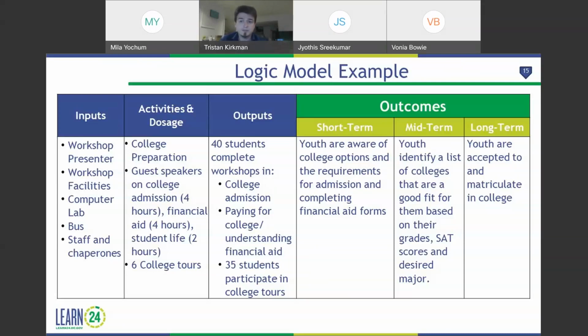And the outcomes in this case, we have, in the short term, youth just being aware of college options and the requirements for admission and for completing financial aid forms. In the midterm, they've got some specific behaviors where they are identifying a list of colleges that are a good fit for them. And in the long term, we're hoping that they are accepted and matriculate in college.